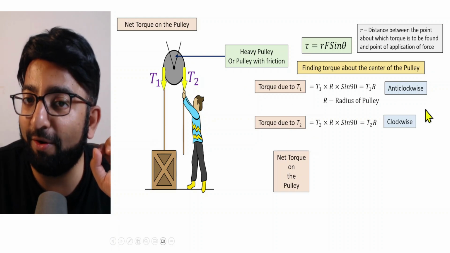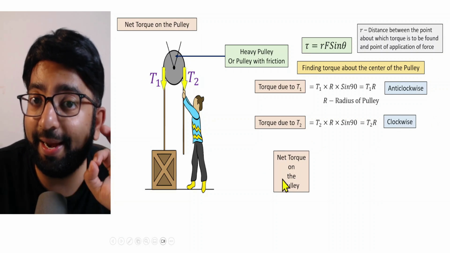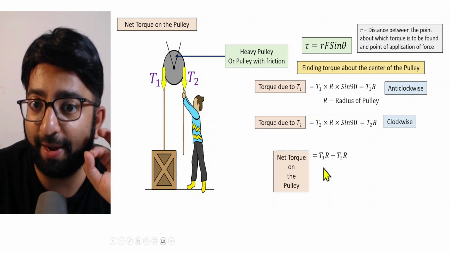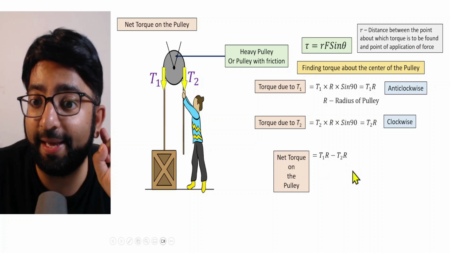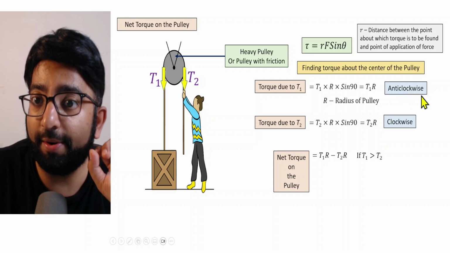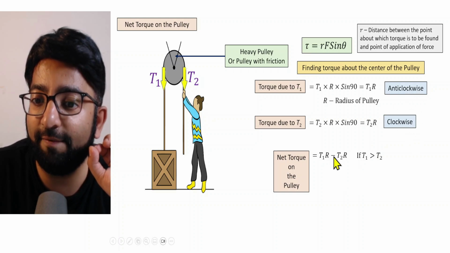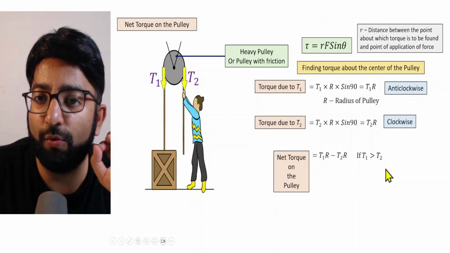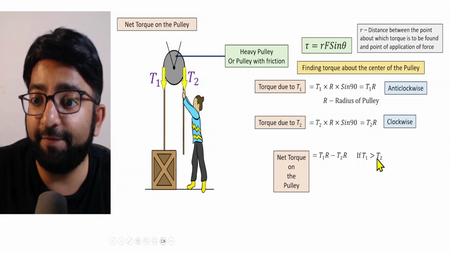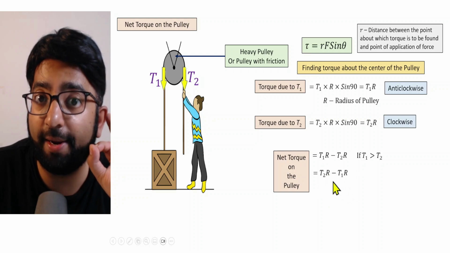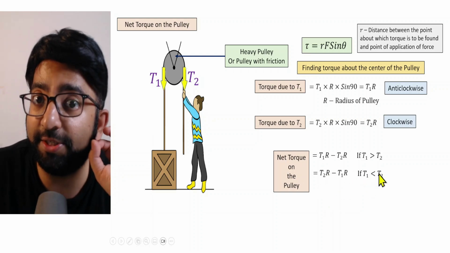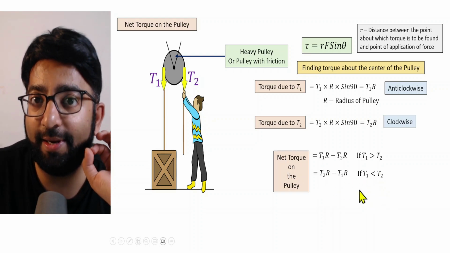Now one torque is anti-clockwise, another one is clockwise. So the net torque acting on the pulley we will write as T1R minus T2R. Now this will be the case if the anti-clockwise torque is greater than the clockwise torque. So T1 needs to be greater than T2. If we take the reverse situation, if T2 is greater than T1, then the net torque will be T2R minus T1R. Remember the condition, T2 needs to be greater than T1.